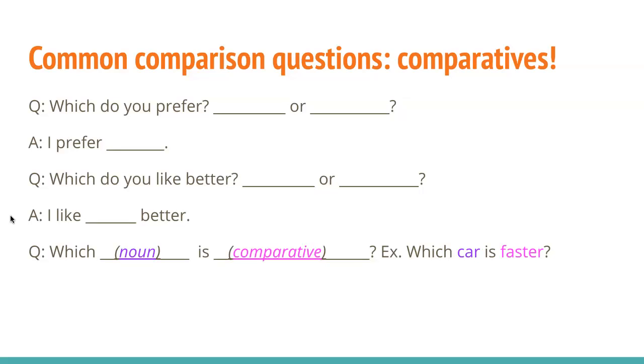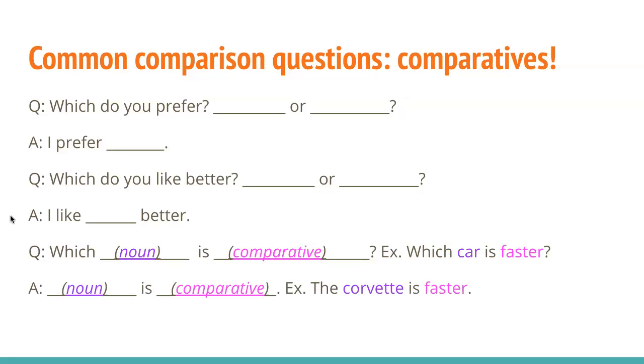Or we can also use which noun is and use a comparative. So for example, which car is faster? And our answers could be the noun is and then our comparative. The Corvette is faster, or the blue one is faster.